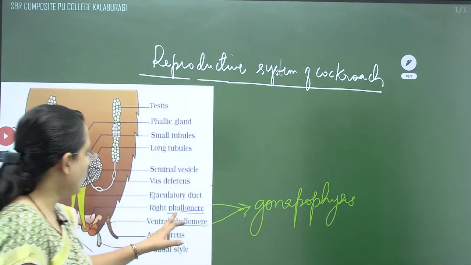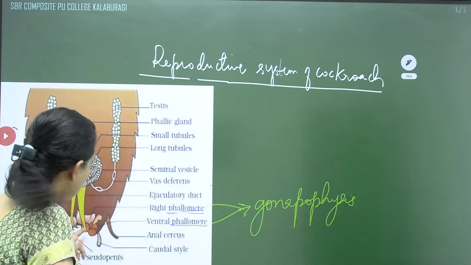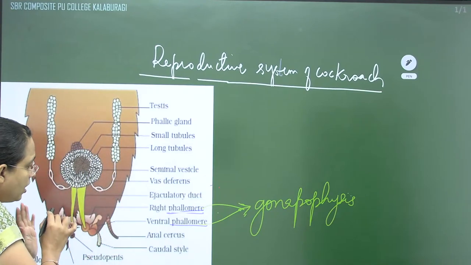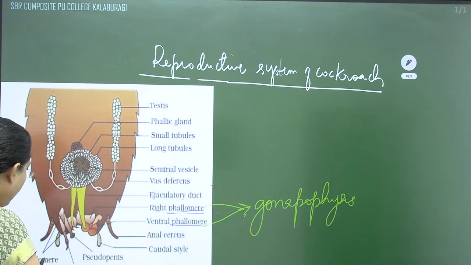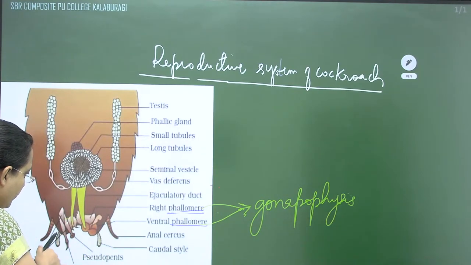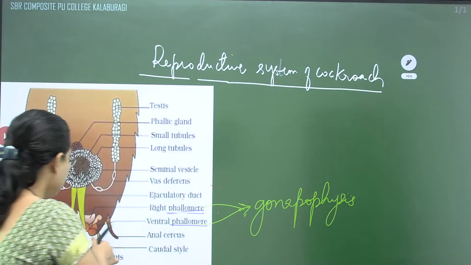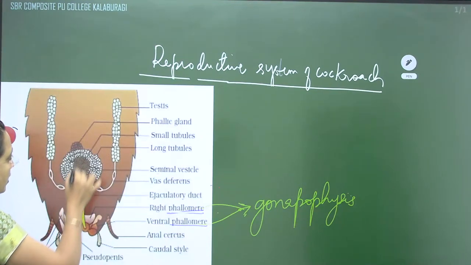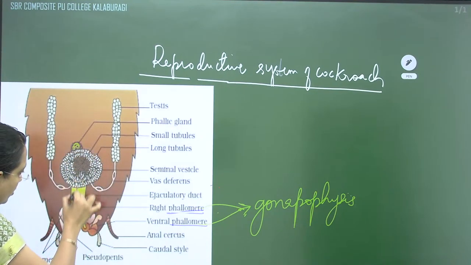Okay, so how many phallomeres are there? By seeing this, you can say they are all irregular structures surrounding this genital pore. What you should know is the left phallomere. See, these are the left phallomeres. In the left phallomere, there is one structure opening. Understand this structure from here to here.